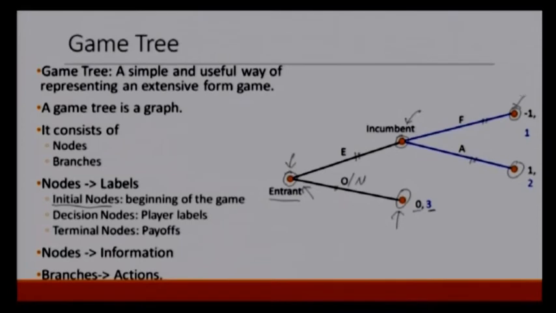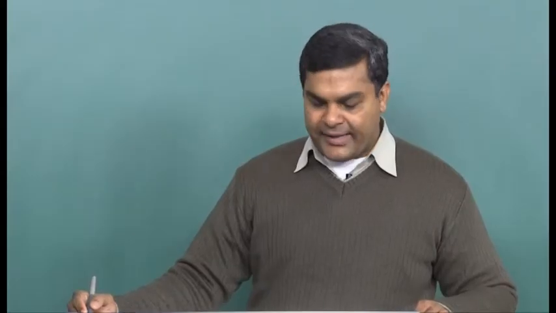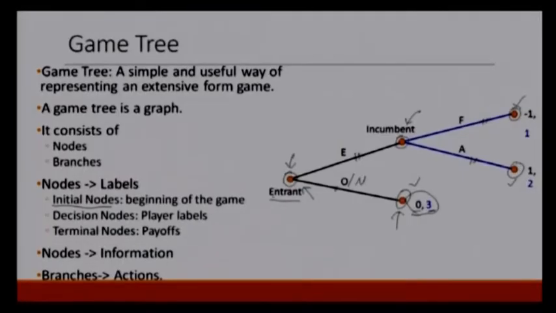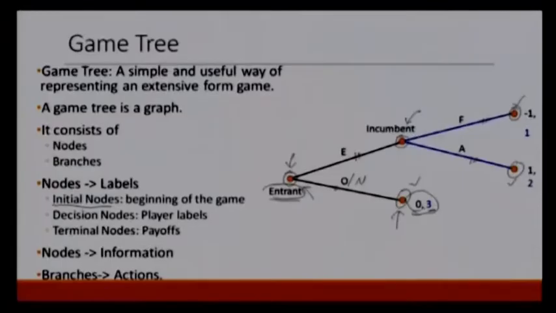Then we have terminal nodes. Which are the terminal nodes? This one, this one, this one. Terminal nodes indicate the ending of the game, and also it will be the payoff that the players would get. Notice that on all the decision nodes we have written the name of the player who would get to move at that particular node. Like here in this decision node, entrant gets to take action. At this decision node, incumbent gets to take action. This node is not a decision node, so we do not label it with a player name, but this node is a terminal node, so it is labeled using the payoffs.